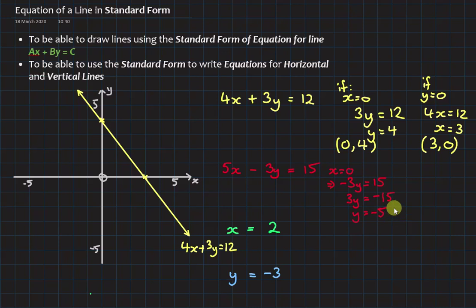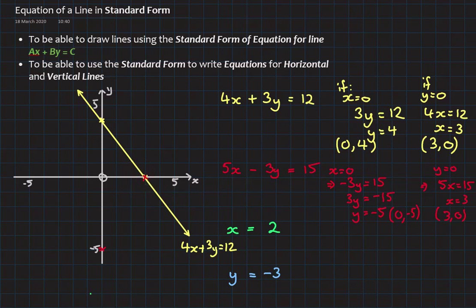That says y equals minus 5. So we've got 0, minus 5 as one point. Second one, y equals 0. That leads to 5x equals 15, which is x equals 3. So we go through 3, 0 again. That point.